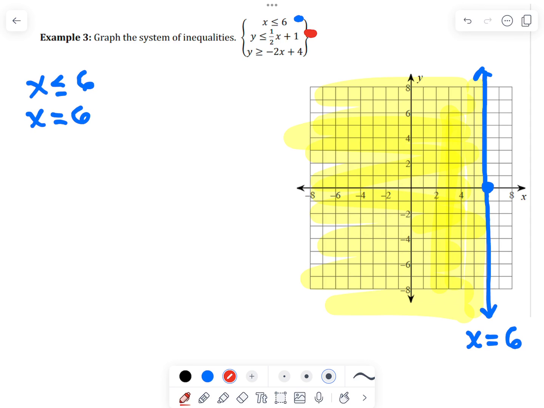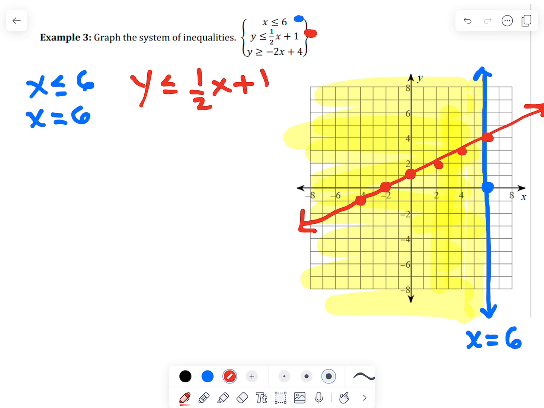The second inequality, y less than or equal to 1/2 x plus 1. So the y-intercept is 1. Our slope is 1/2. So we're going to go up 1, right 2. Up 1, right 2. Down 1, left 2. This one is also going to be a solid line because it has that equal to symbol.